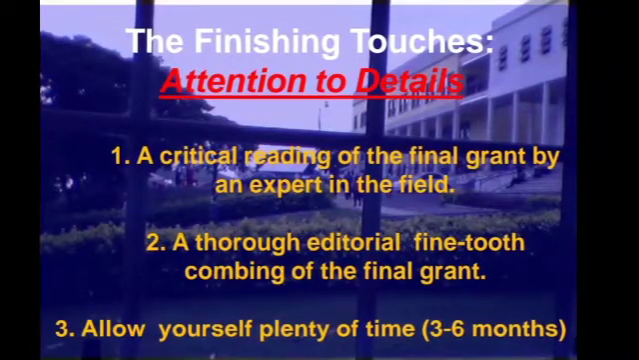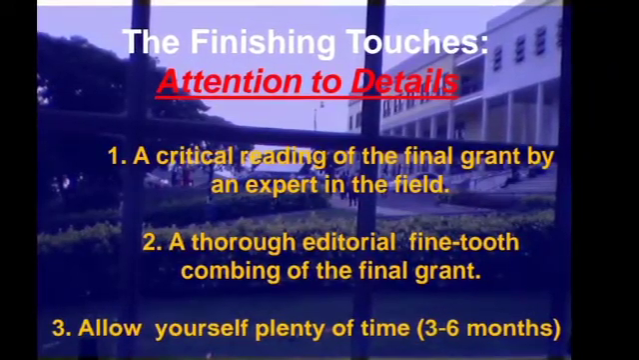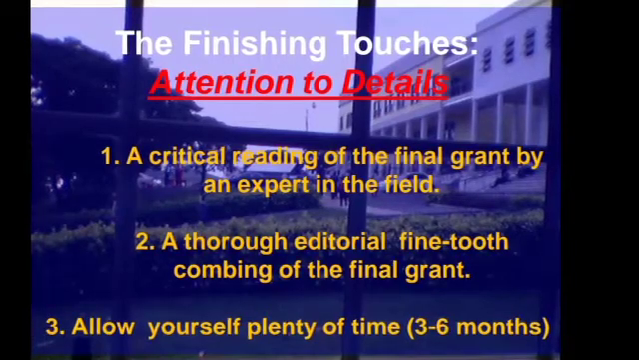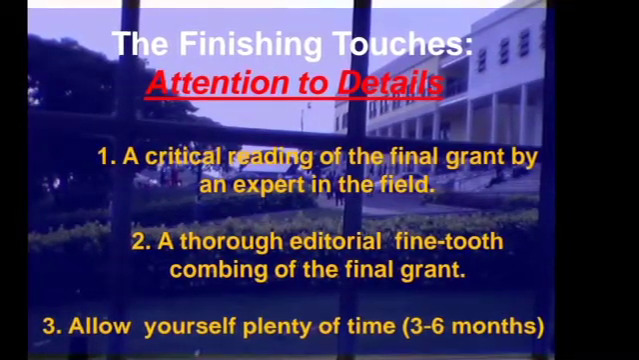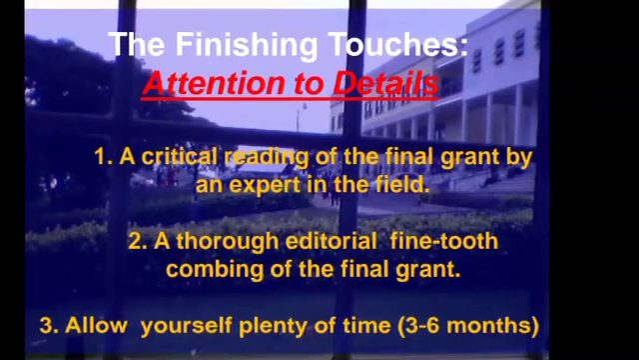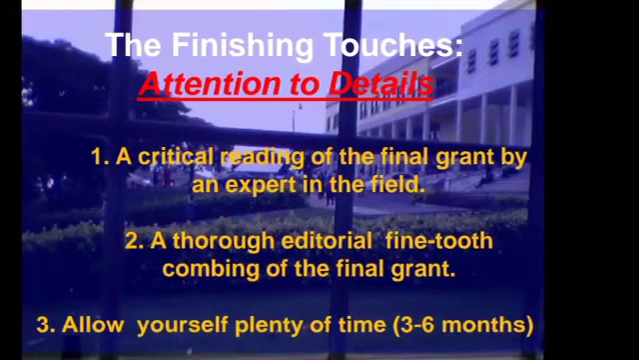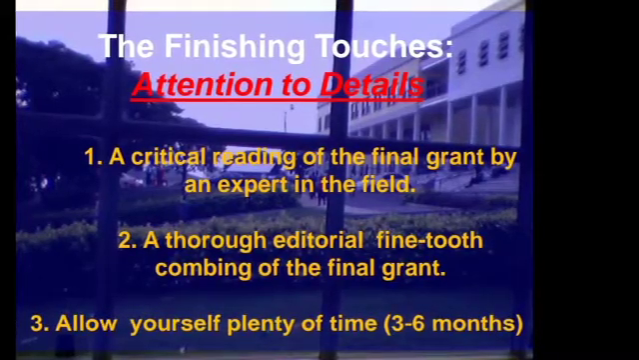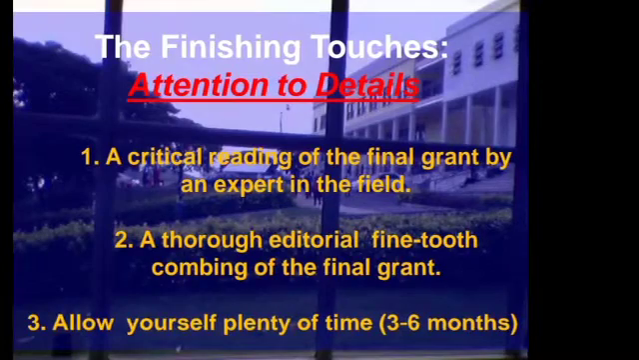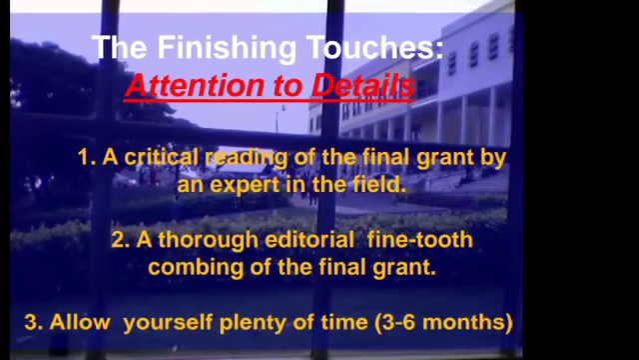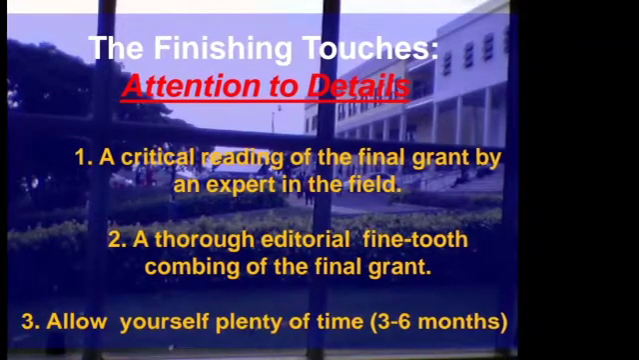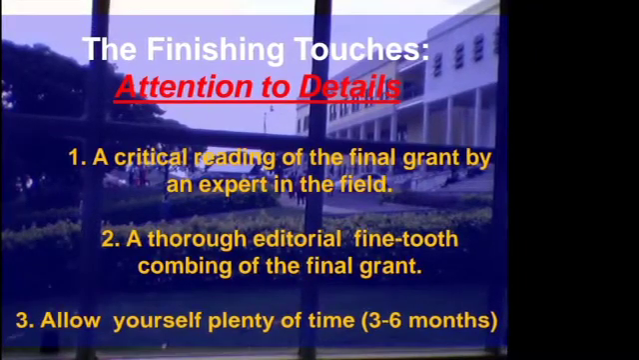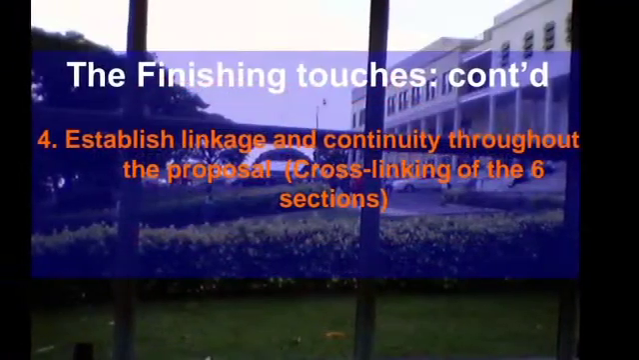A second important component of the finishing touches is a thorough editorial fine-tooth combing of the entire grant to make sure you don't have any typos or any wrong citations and so on. This is very important because a sloppy or careless grant proposal could indicate a sloppy or careless performance of the research in the lab. Producing a coherent research proposal requires time, so allow yourself at least 3 to 6 months of preparation.